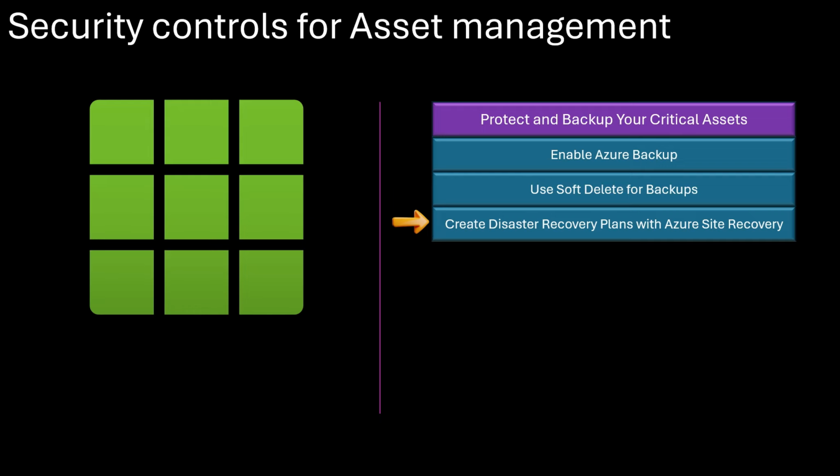And you should create disaster recovery plans with Azure Site Recovery. You can set up failover and replication for mission critical resources. Bottom line, you should get full visibility of all Azure assets with Resource Graph and tagging for better control and management. You should control access using RBAC, conditional access, and just-in-time access.